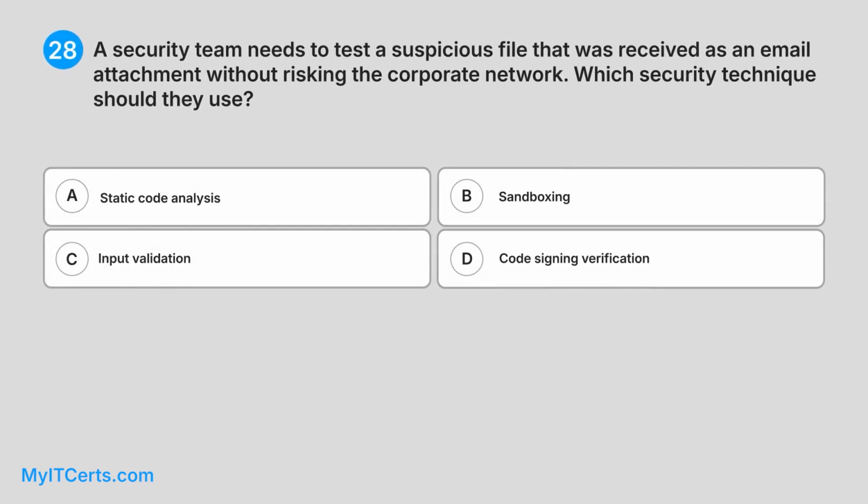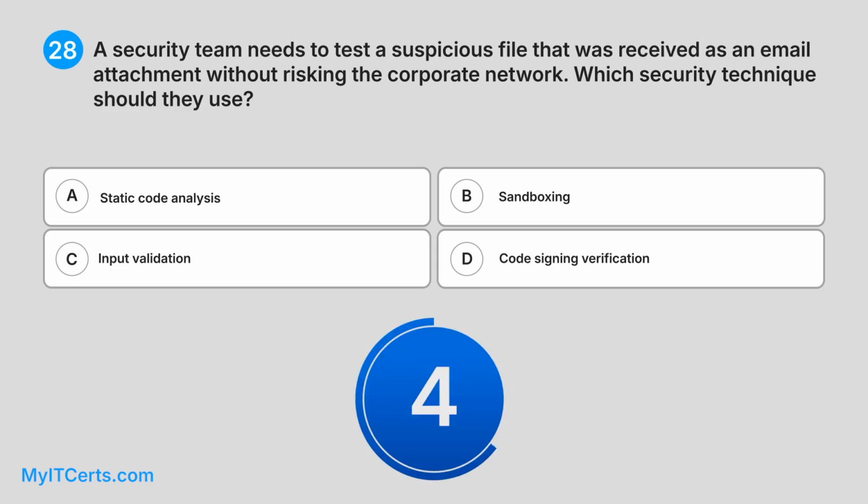28. A security team needs to test a suspicious file that was received as an email attachment without risking the corporate network. Which security technique should they use? A. Static code analysis. B. Sandboxing. C. Input validation. D. Code signing verification. Do you know the answer?